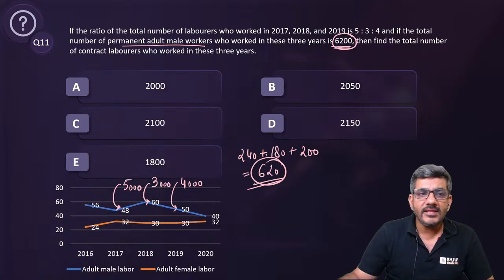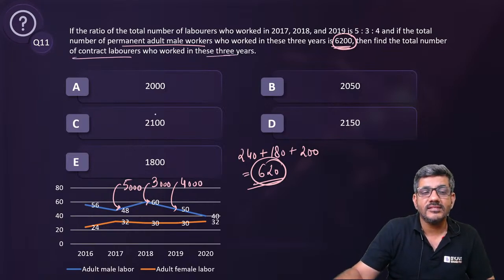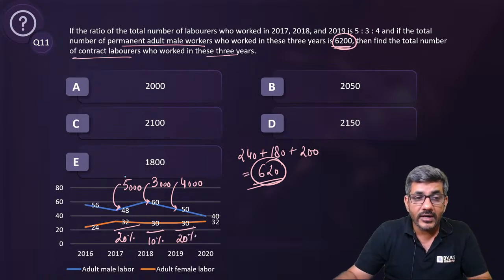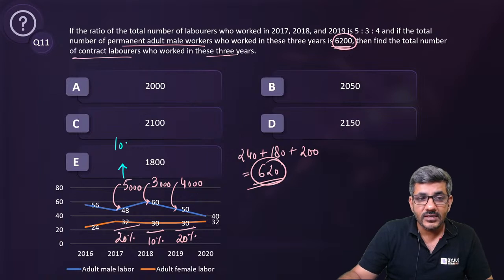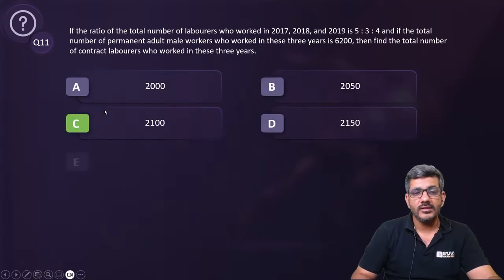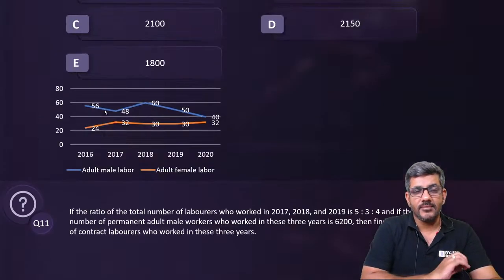बात बन गई. Find the total number of contract laborers who worked in these 3 years. यहाँ 48 plus 32 है 80. So the remaining 20% are contract laborers. 60 plus 30 is 90. Remaining 10% are contract laborers. 50 plus 30 is 80. Remaining 20% are contract laborers. How many contract laborers are there? 20% of 5,000 is 1,000 plus यहाँ पे 3,000 का 10% is 300 plus यहाँ पे 4,000 का 20% is 800. So 1,000, 300, 800 is 2,100. So C option is the right answer for this question. Yes. So इसका मतलब मैंने सही किया है.